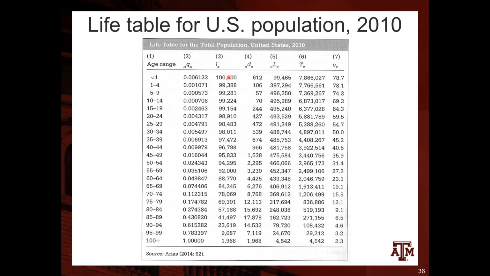So some of these 100,000 people died in the age group. To be more specific, 612 people died in this age group. So in total, we had 99,465 years lived out of all these people here within this age group.